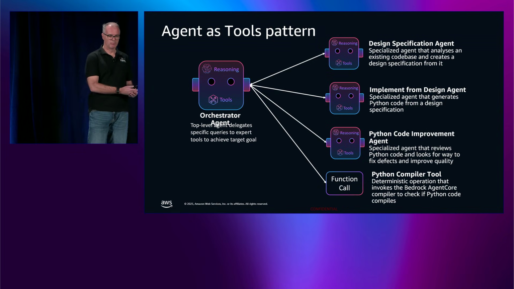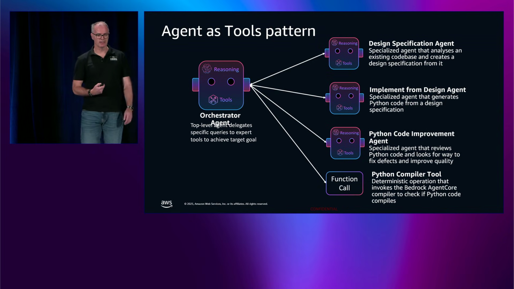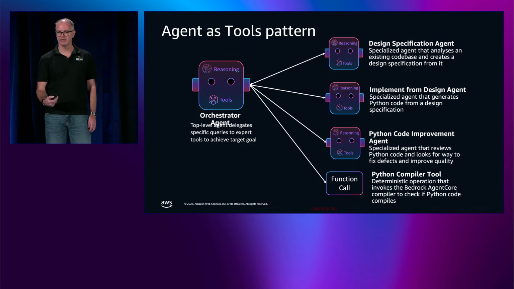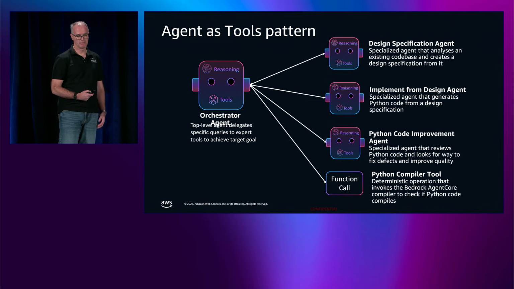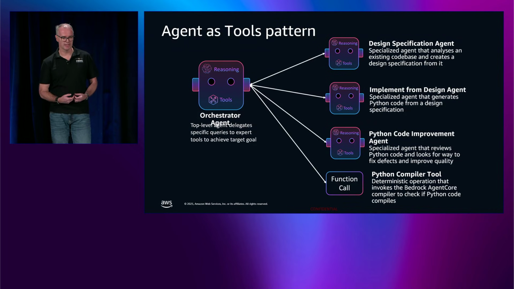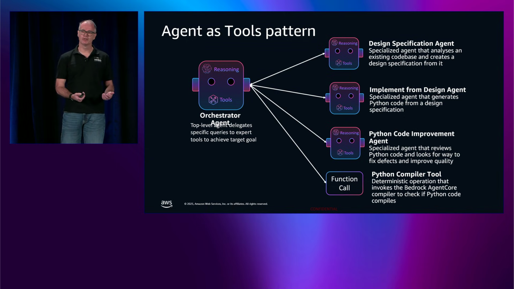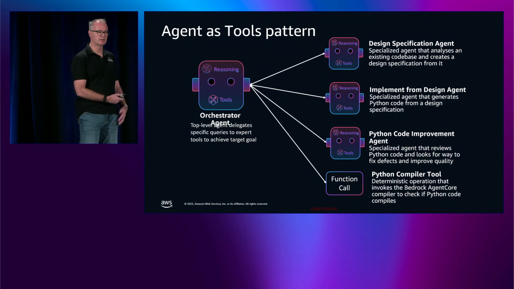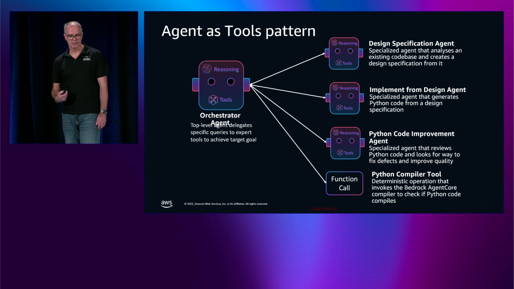So we have 4 tools that we're going to provide access to. 3 of them are agents, like a design specification agent, so we can go and generate a design specification from an existing piece of code. An implement from design agent, so an agent that's trained to go and generate, in this case, Python code from a design specification. A Python code improvement agent, so if we run into compilation errors with Python, then we can throw it to this agent. That agent knows how to fix those errors.